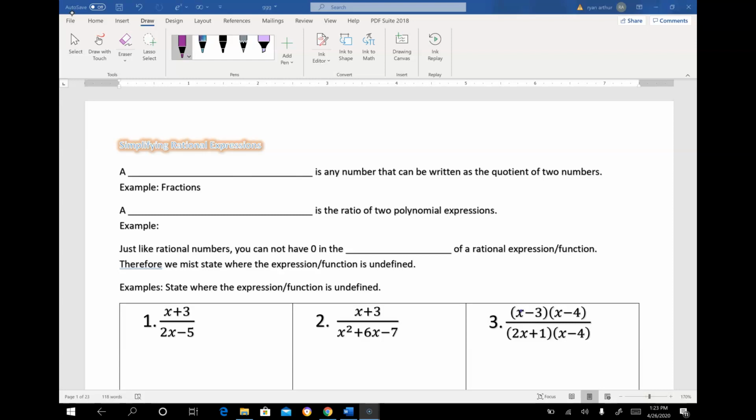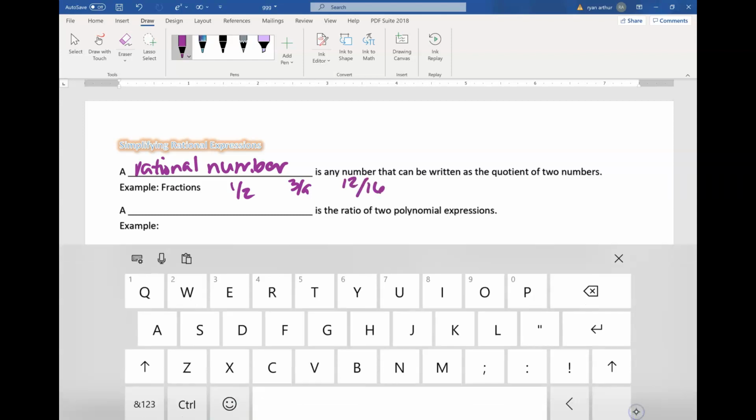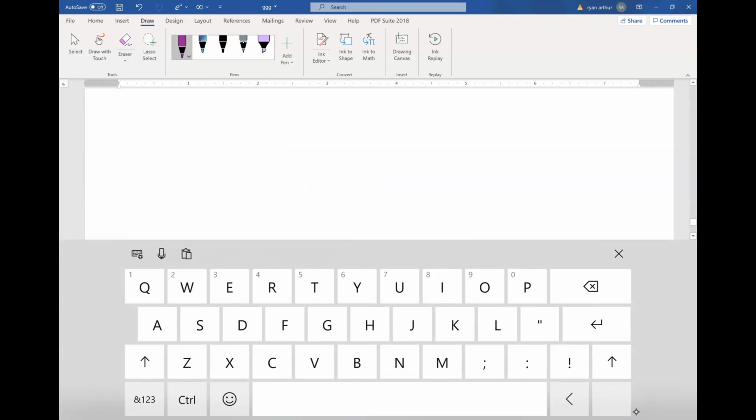So a rational number is any number that can be written as a quotient of two numbers. Examples would be fractions. So like 1/2, 3/9, 12/16. Okay, all of that are rational numbers.